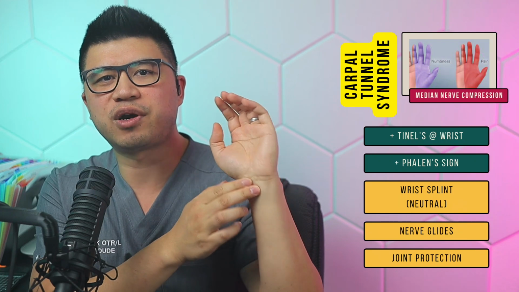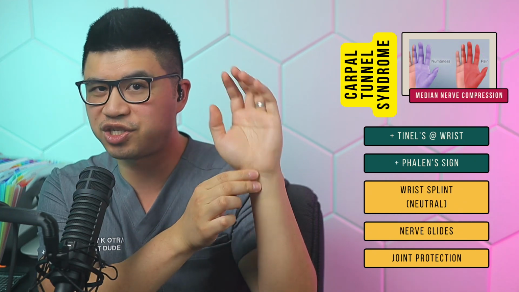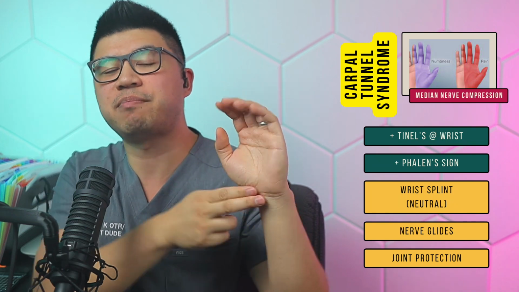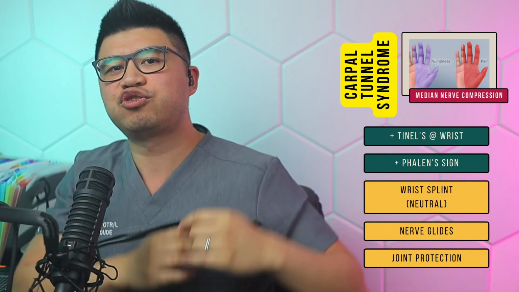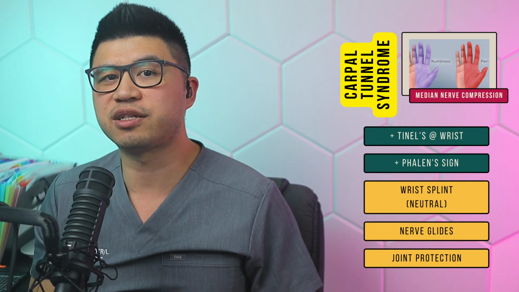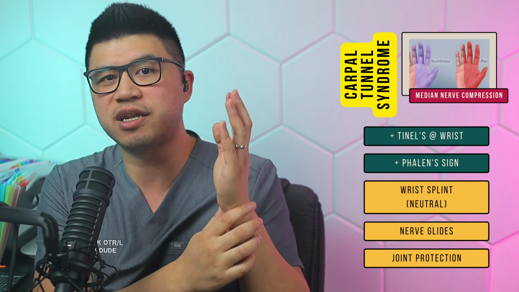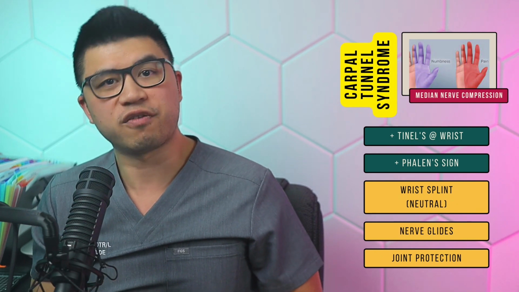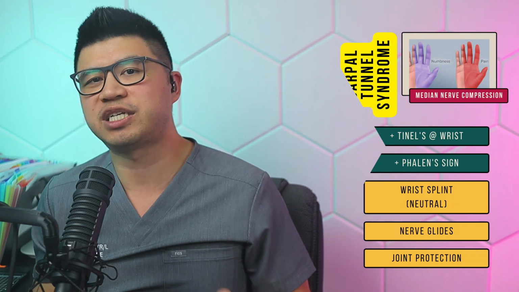Now we are at the wrist. Carpal tunnel we kind of went over already for median nerve compression, but it would have a positive Tinel sign and a positive Phelan sign. Treatment for non-surgical includes a wrist splint in neutral. Carpal tunnel often gets relief from median nerve glides and, of course, joint protection.